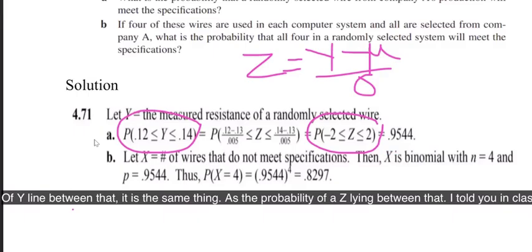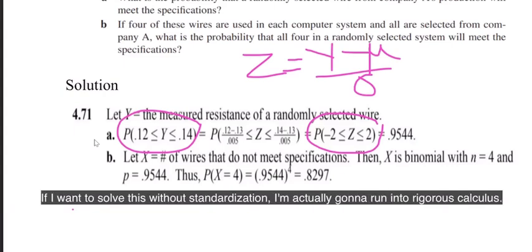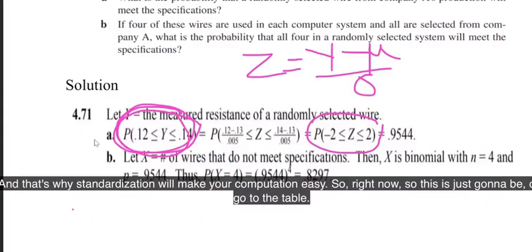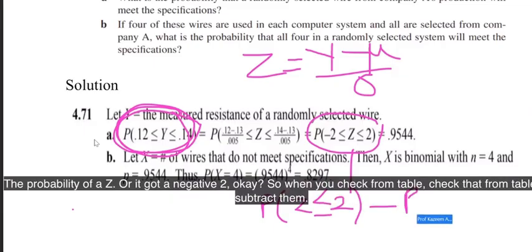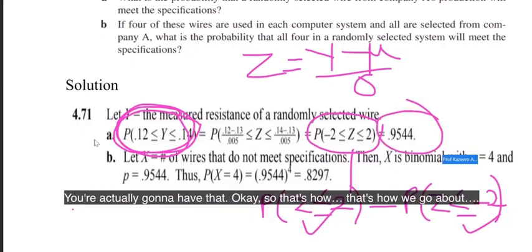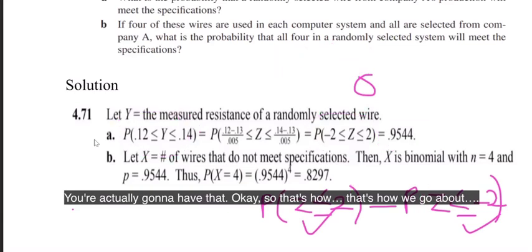I told you in class that standardization facilitates easy probabilistic computation. Imagine if I wanted to solve this without standardization, I would run into rigorous calculus, and that's why standardization makes your computation easy. So right now, this is just going to be, go to the table. What is the probability of Z less than or equal to 2 minus the probability of Z less than or equal to negative 2? When you check from the table and subtract them, you're going to have that. Okay, so that's how we go about that one.